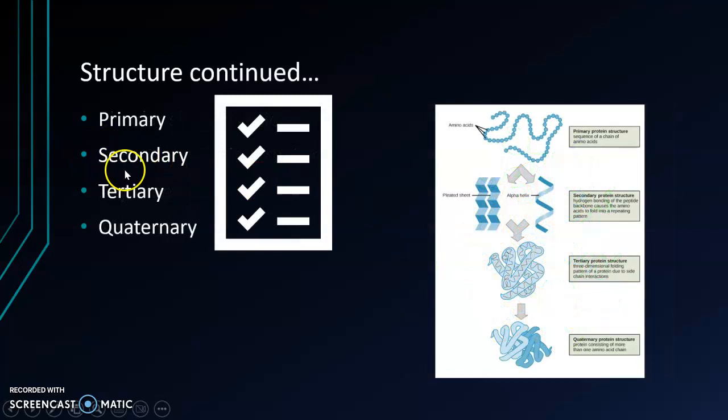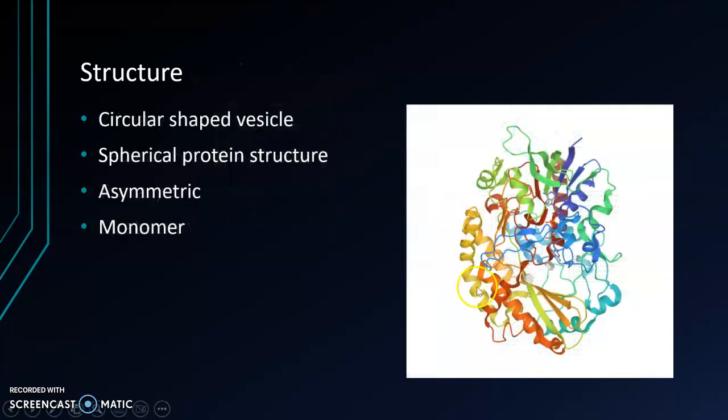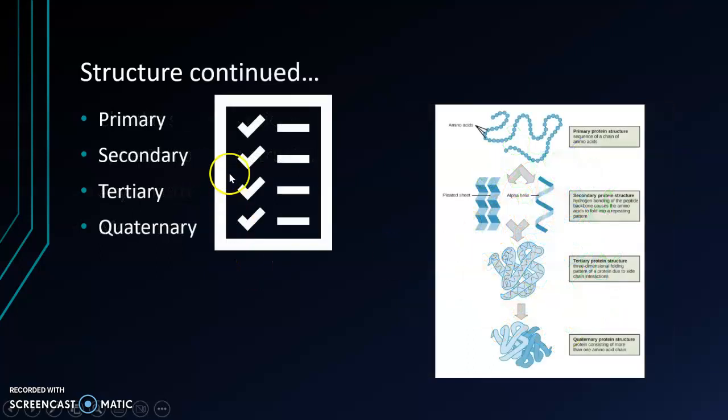So moving on to our second category, which we see as secondary. Basically it's going to be a local folding in the peptide chain consisting of an alpha helix and a beta pleated sheet. And again, same thing as primary, we're going to be looking at this alpha helix here and these beta pleated sheets here. And again, it's consistent throughout, so our secondary category is also satisfied.